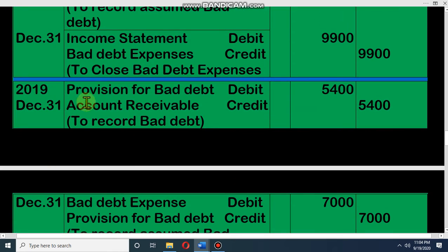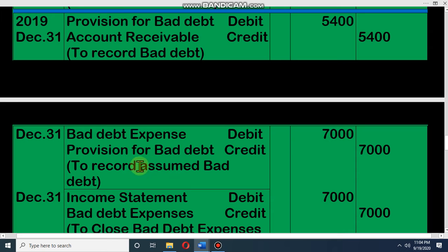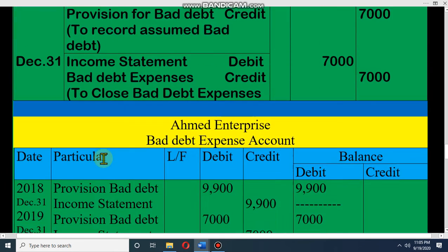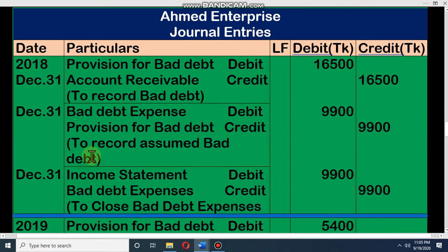Look at 2019: same provision for bad debt, account receivable, then bad debt expenses, provision for bad debt, then income statement, bad debt expenses. And if we do it for more years, same. That means every year we have to give the same journal, so we have to memorize this journal. We have to keep in mind the first journal will be for recording bad debt: provision for bad debt and account receivable.